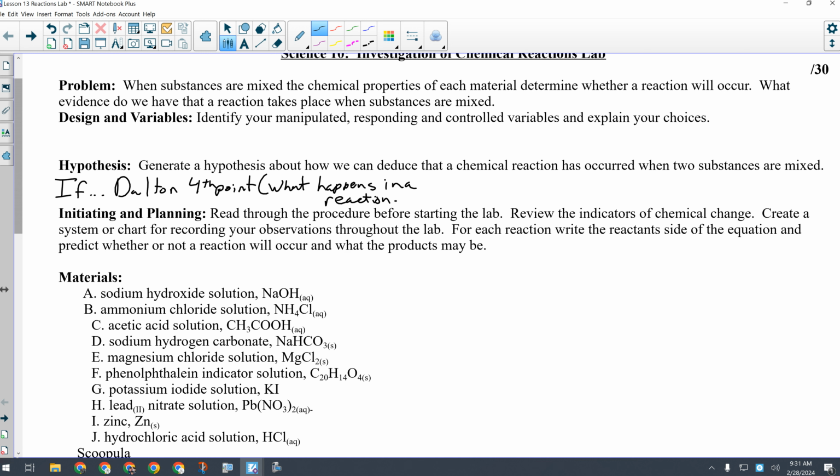In this experiment, different combinations of reactants will be mixed. And observations will be made about what happens. That's what we're doing. We're mixing things together and seeing what happens. And I wouldn't say it exactly like that, but that's essentially what we're doing. A brief description of the experiment.